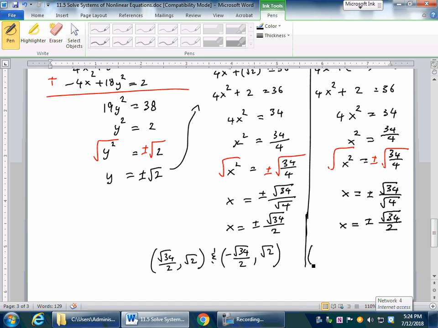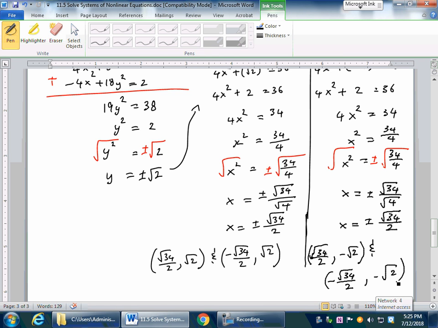So this gives me my x value again like before, square root of 34 over 2, and then my y value is negative square root of 2. And the other one will be negative square root of 34 over 2 for my x, and negative square root of 2 for my y. So that is my full answer.